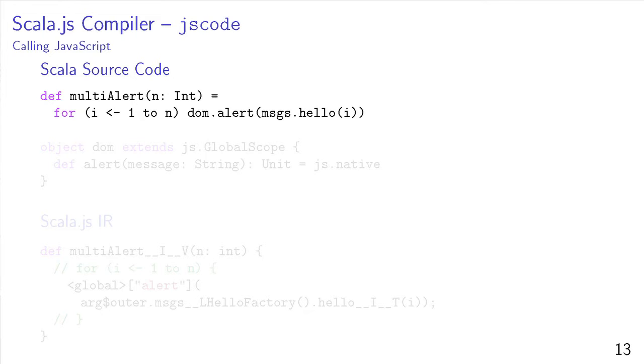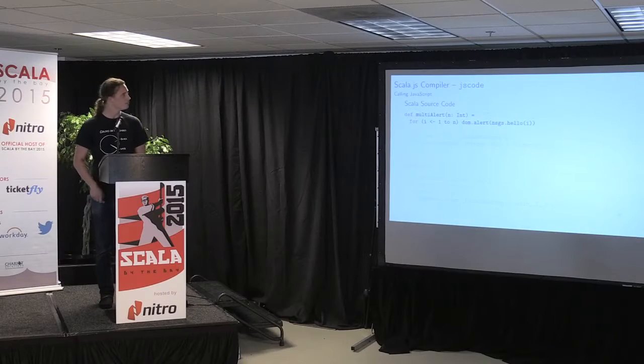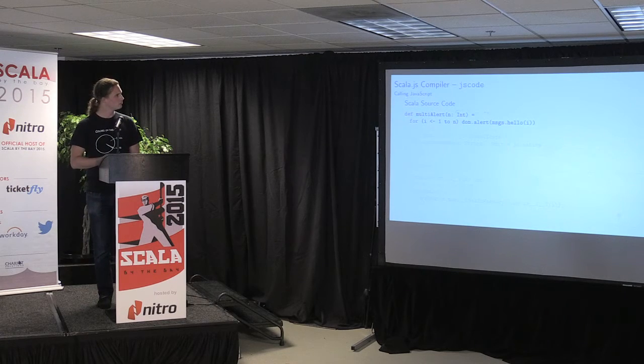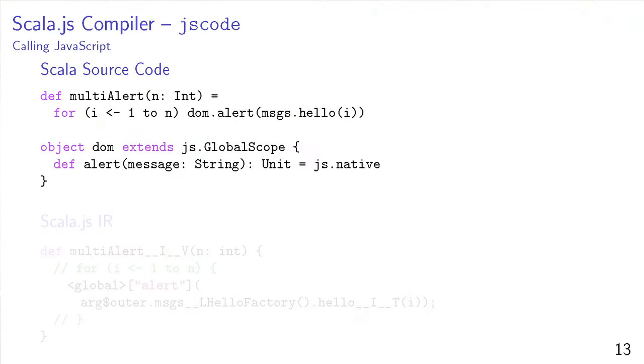First, calling JavaScript from Scala code. Let's look at our example again, the multi-alert method. We have a for loop. We all know how that works. And then we have this thing there, DOM-alert. What's DOM there? Let's have a look at the definition of DOM. DOM is just a plain object, but it extends this weird type, JS global scope.